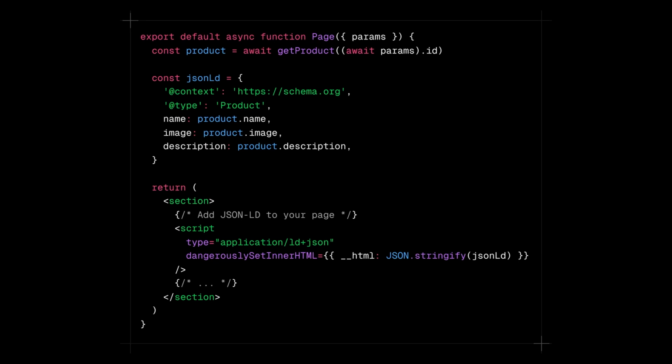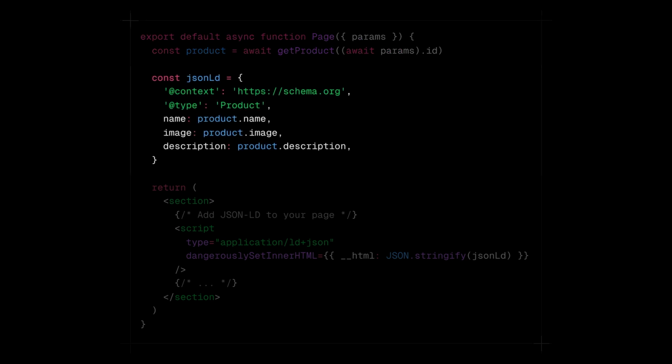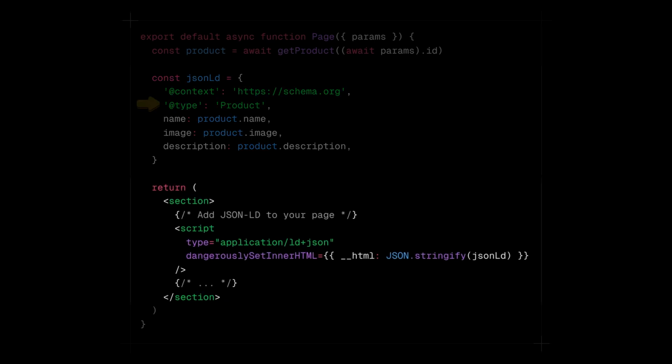The official recommendation is to add JSON-LD in either the page component or layout component. So let's say we have an e-commerce website and we want to add the structured data for products. First, we'll be fetching our product by ID, and then we will be adding our JSON-LD as a normal JavaScript object. We are adding properties like type, name, image, and description, as these properties are not arbitrary. Actually, they come from the product schema. You can find the complete documentation of these different JSON-LD schemas in the description box.